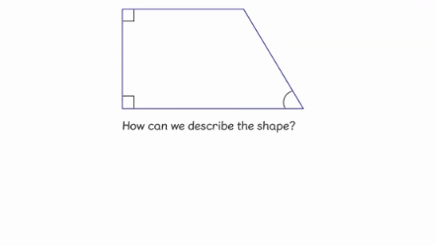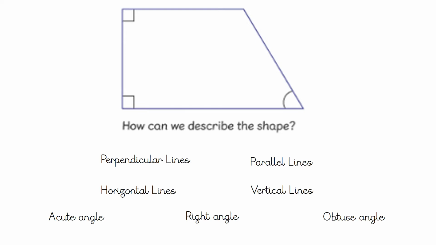On the screen, I have got a 2D shape. This shape is called a quadrilateral because it's got 4 sides. I would like you to pause the video and see if you can describe the shape. I've given you a reminder of some vocabulary you might want to use when you are describing this quadrilateral. So pause the video and have a go at describing the shape.